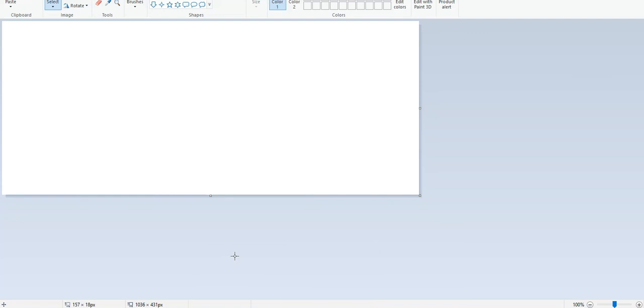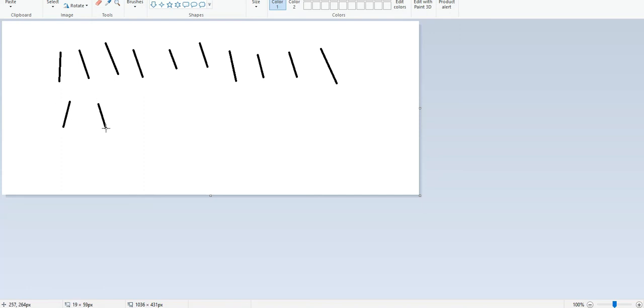What is the number? 20. So we will make 20 sticks: 1, 2, 3, 4, 5, 6, 7, 8, 9, 10, 11, 12, 13, 14, 15, 16, 17, 18, 19, 20. And we have to count 20 back from 69. So here we are at 69. Let's start counting.